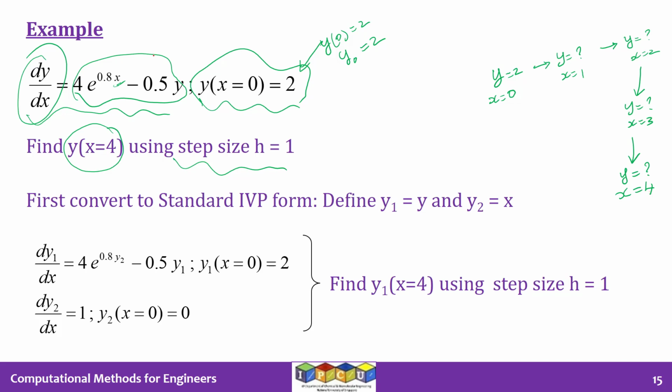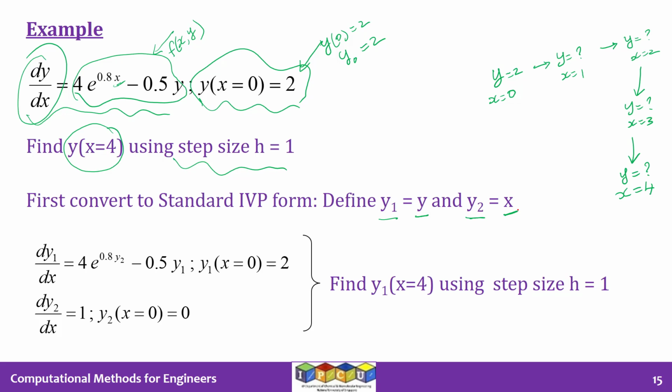Now this is not in standard form because this is now a function of x and y. So how do we convert it into a standard form? I'm going to define two symbols. The first symbol y1 is the same as the dependent variable, which is y. And I'm going to define the second symbol y2, which I equate to the independent variable x.